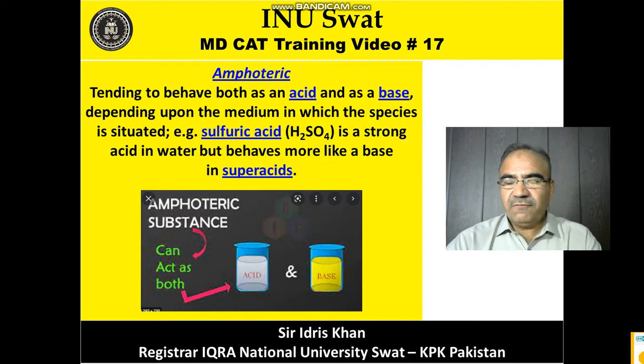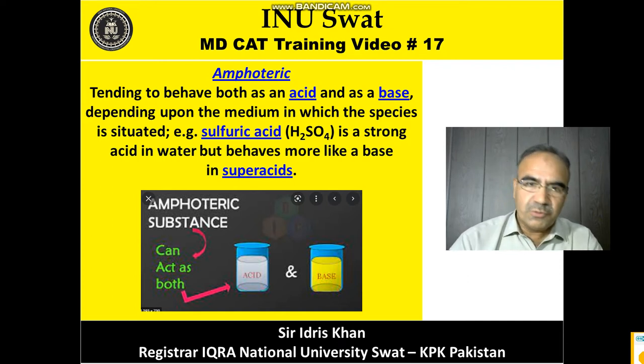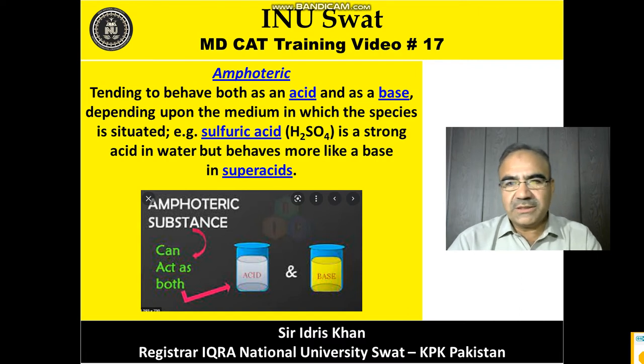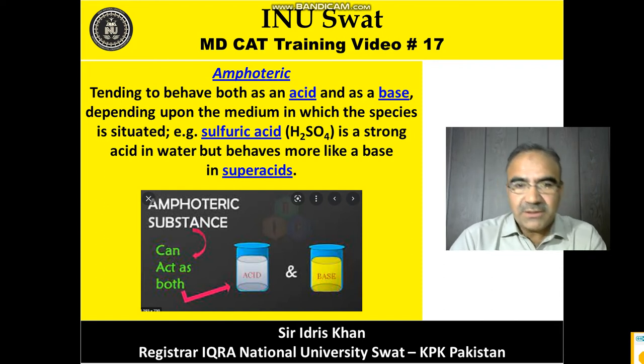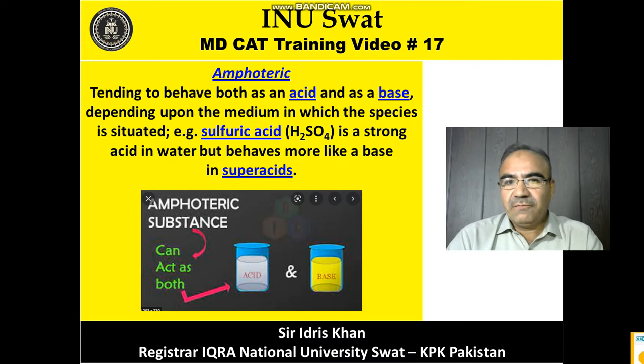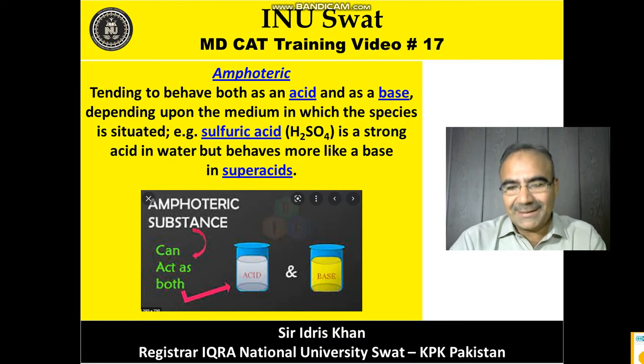We move to amphoteric. It's basically a substance, a chemical, which tends to behave both as an acid and as a base. It has qualities of both an acid and a base, depending upon the medium in which the species is situated, whether it is in a neutral solution or in a strong acid. For example, sulfuric acid, H2SO4, is a strong acid in water, but behaves more like a base if it is situated among superacids.